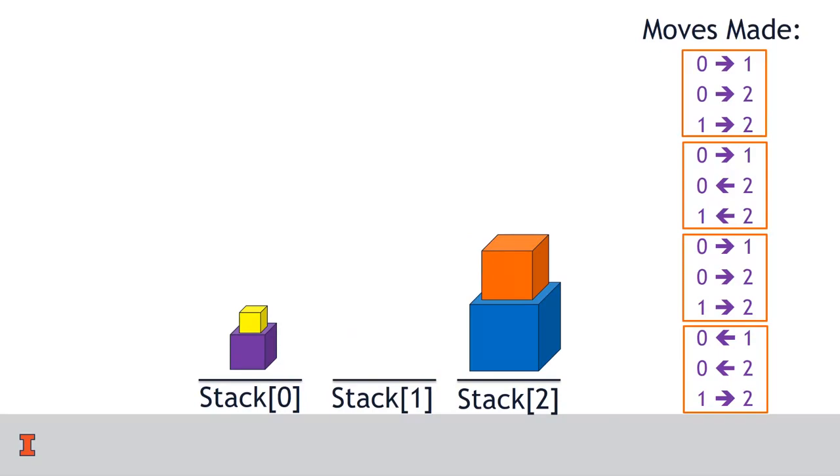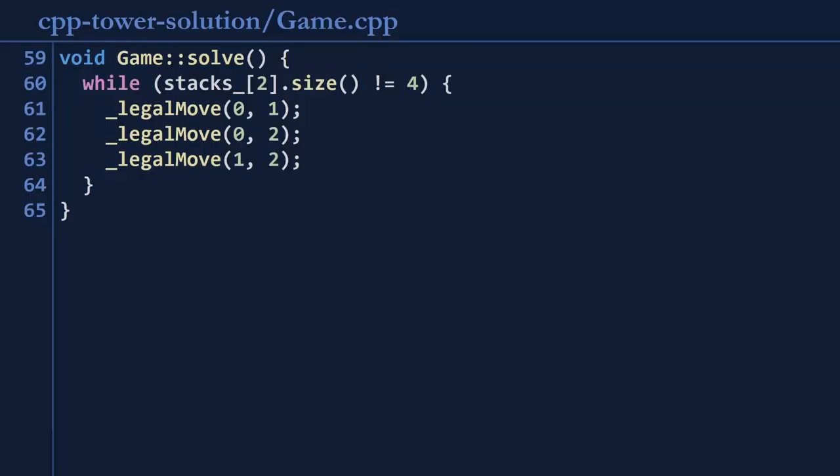We can repeat this process, but let's actually have the program complete this process and see if we solve the game by using this pattern. In the game's class solve function, I have a loop that's going to loop until the last stack has a size of 4. And while the last stack doesn't have a size of 4, I want to continually follow our pattern. I want to make a legal move between stack 0 and stack 1. I want to make a legal move between stack 0 and stack 2. Then I want to make a legal move between 1 and 2.